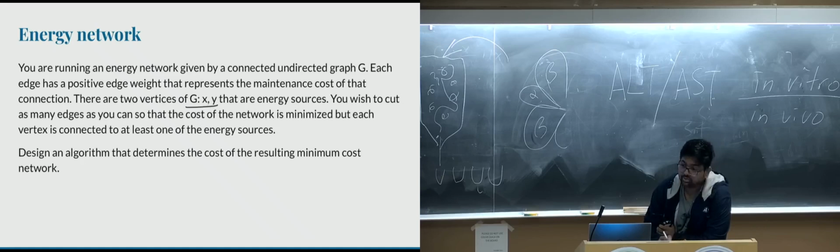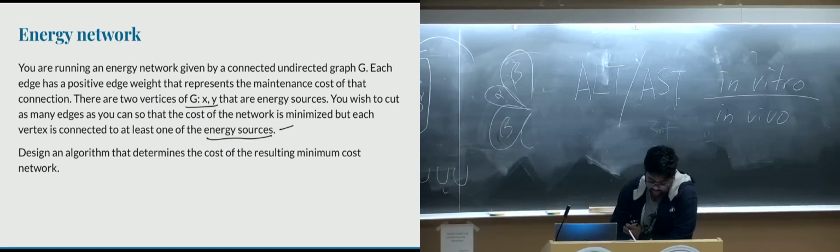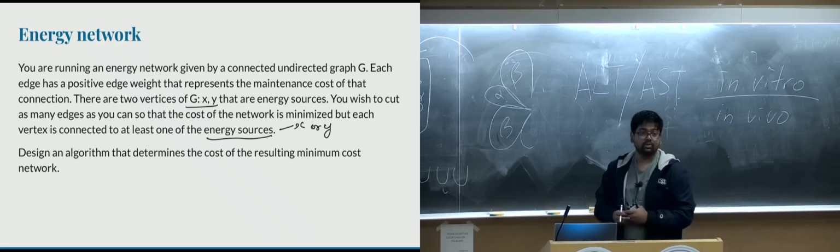that are energy sources. You wish to cut as many edges as you can so that the cost of the network is minimized, but each node is connected to at least one of the energy sources. That means either X or Y. Each node has to be connected to either X or Y. So you want to design an algorithm that determines the cost of the resulting minimum cost network.